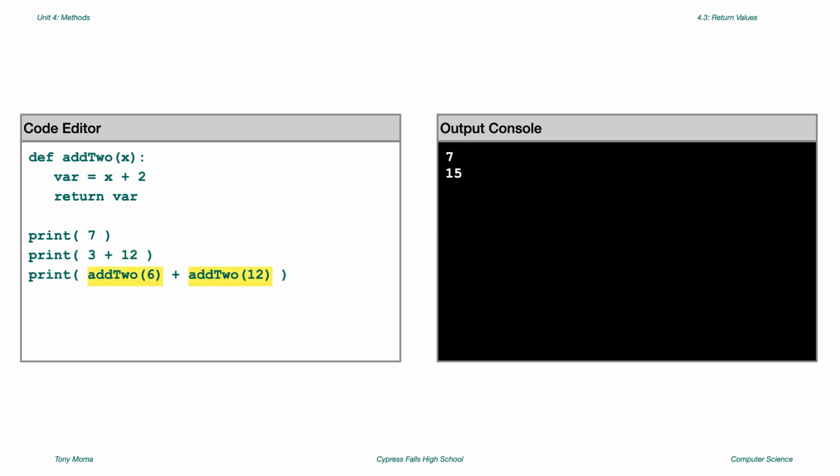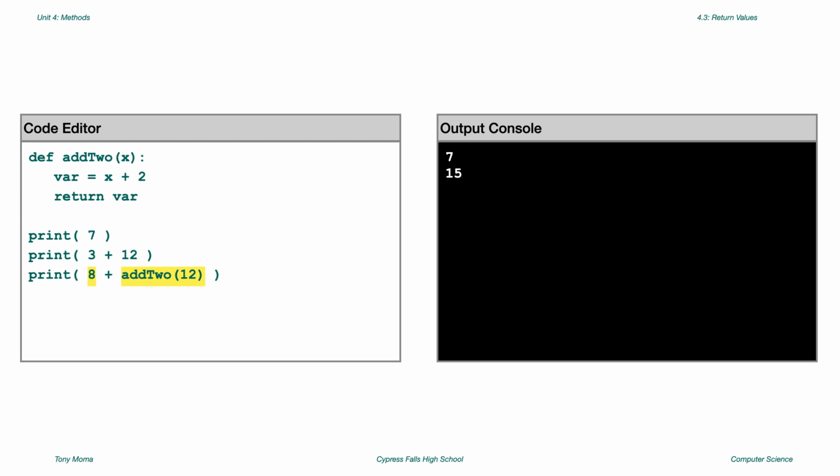In the next line, the add2 method gets called twice, as both the left and right operands of an addition expression. So what happens is, the left-hand expression will get executed first. The parameter is 6. The 2 will get added to 6 and then returned. Thus, the first call will be replaced with 8. Next, the second call to add2 will be executed.